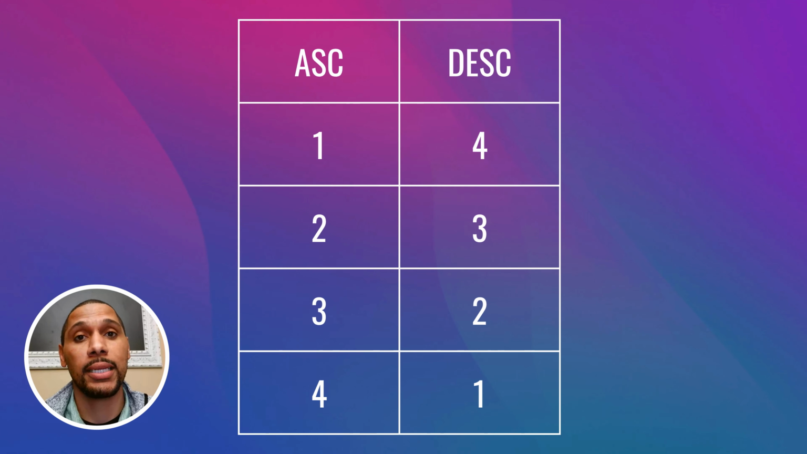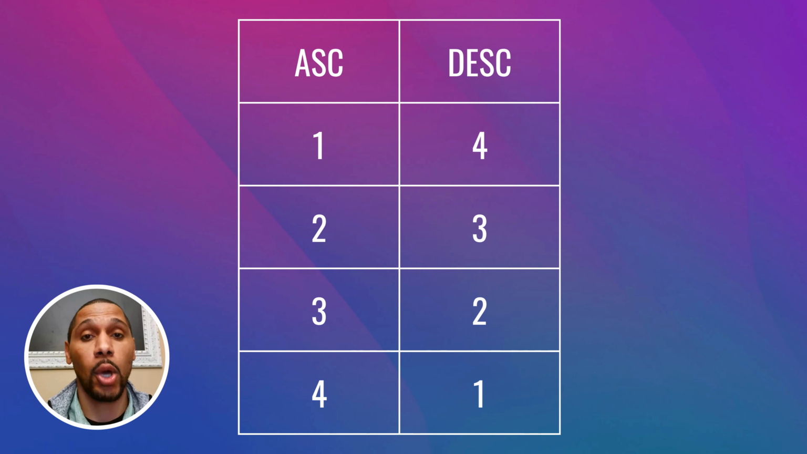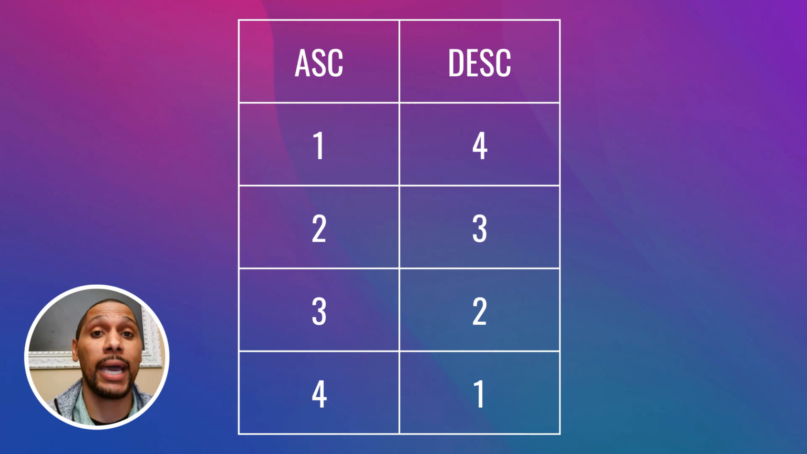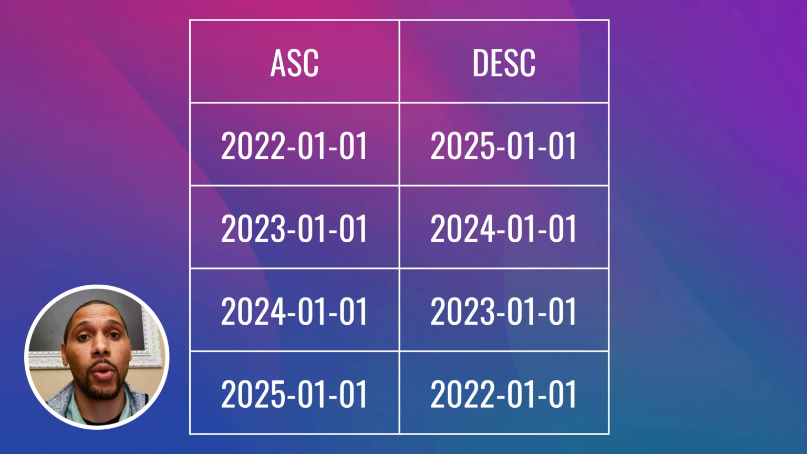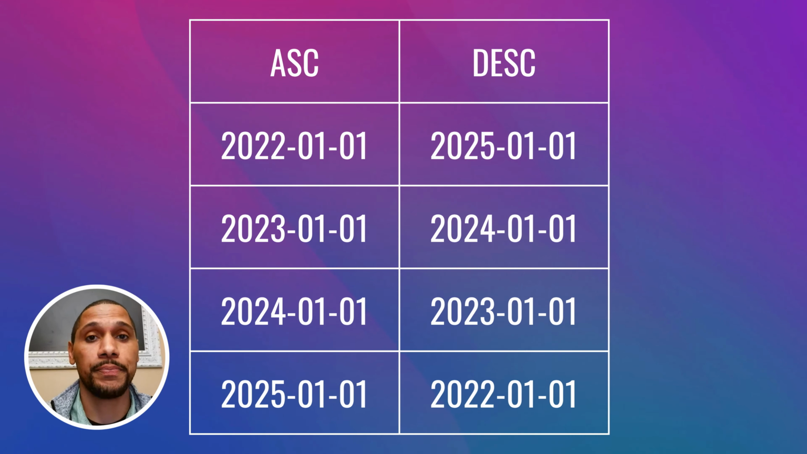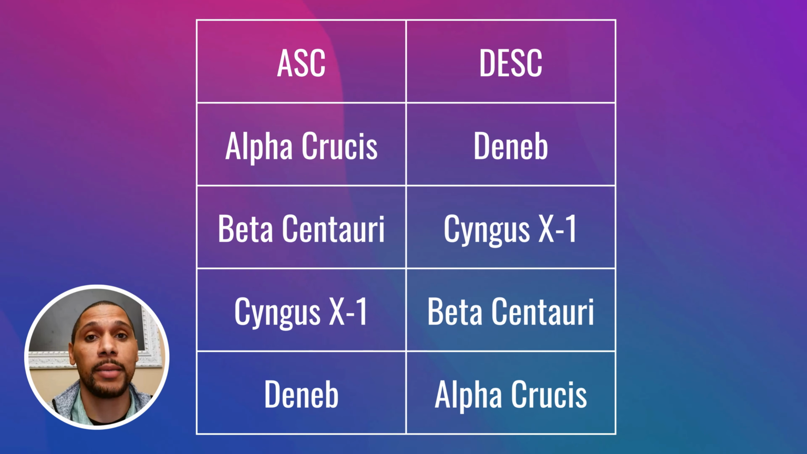For numeric data types, ascending or descending deals with the highest to lowest value or the lowest to highest value. For date data types, it deals with the oldest to most recent date or the most recent to oldest date. And for string data types, it deals with the alphabetical order of that data.